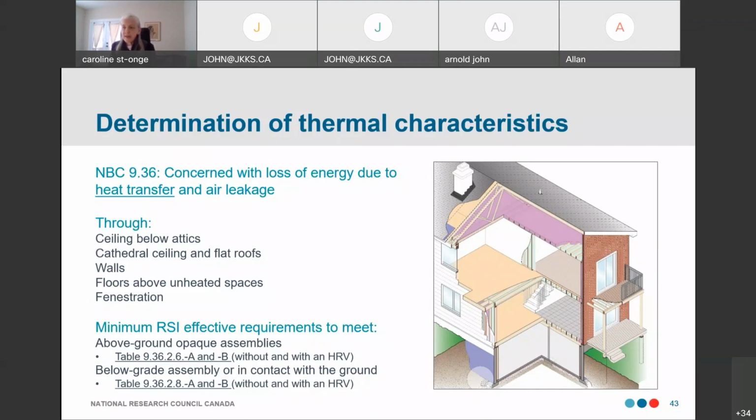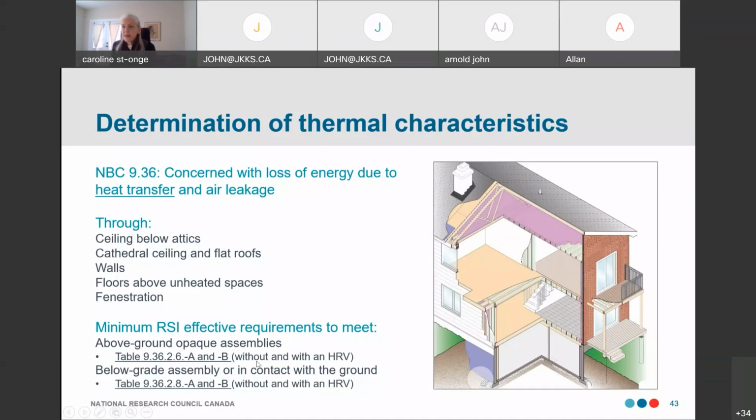So all the assemblies have to meet a minimum effective thermal resistance. Let me explain what I mean by RSI effective. And before I move to the other slide, I just want to highlight that the minimum requirements for above ground opaque assemblies are stated under this table.